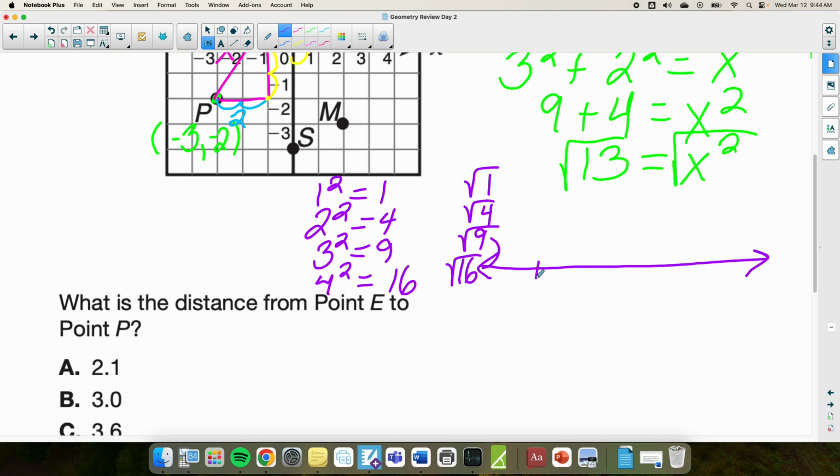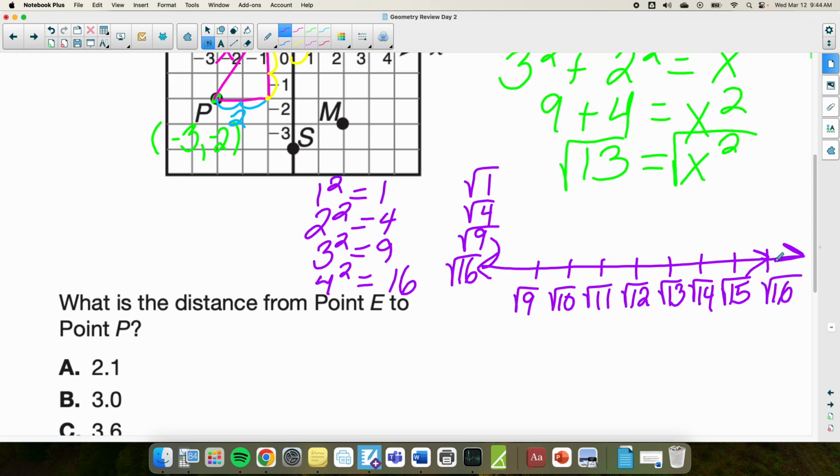So I'm going to put square root of 9 right here. This would be square root of 10. This would be square root of 11. This would be square root of 12. This would be square root of 13. This would be square root of 14. This would be square root of 15. And at the end, it would be square root of 16.